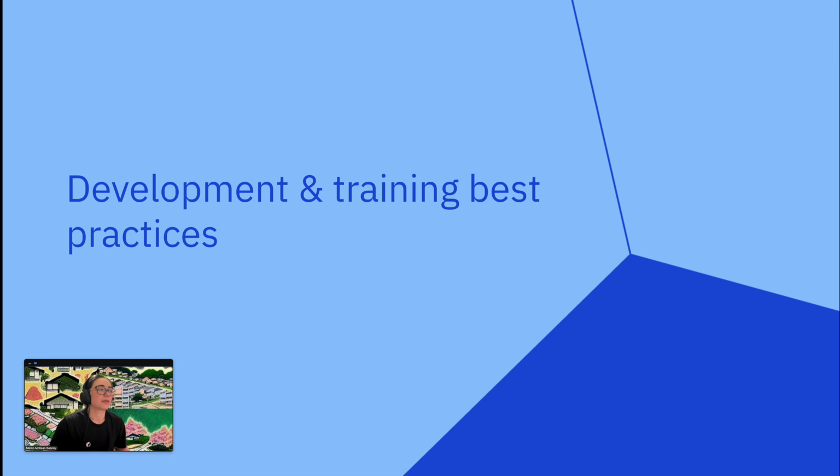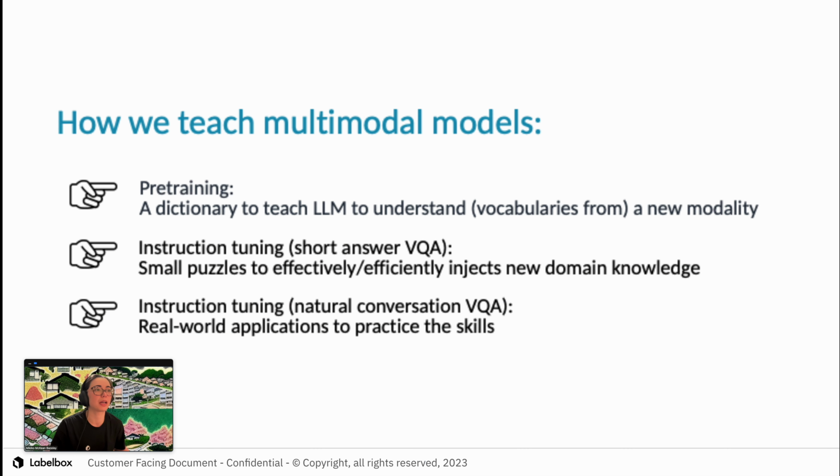So let's talk about the development and training best practices: how do you even train or fine-tune a multimodal model? We've talked about what it is, but how do you get there? There are two major components. The first one is pre-training. This is the initial stage where the model learns to understand and process different modalities like text, images, and audio.